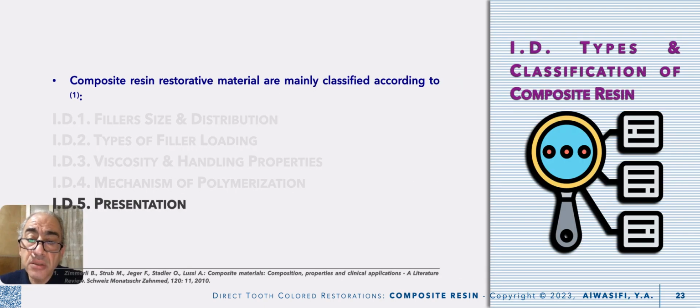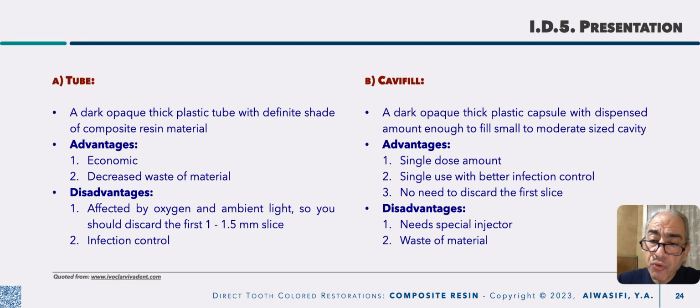The last one is classification according to presentation. As we mentioned before, chemical cured comes in two base systems. This is not our discussion now. Our discussion now is the presentation of light activated composite: it comes to you either in a tube or in a cavifill. Cavifill is equivalent to capsules in the case of amalgam restoration.